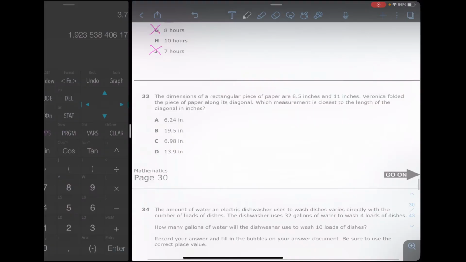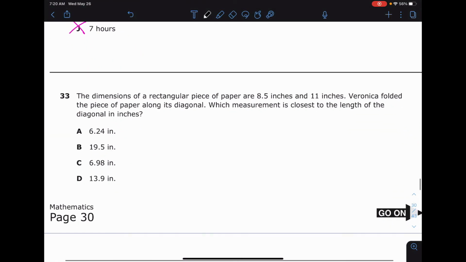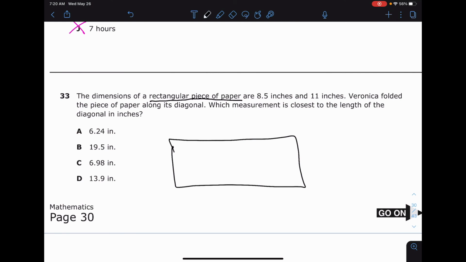Right, number 33. The dimensions of a rectangular piece of paper. So a rectangular piece of paper are 8.5 inches and 11 inches. Or I could say this. 11 inches, 8.5 inches. Veronica folded the piece of paper along its diagonal. What is diagonal? Please use a dictionary if you do not understand. Si no entienden qué es diagonal.